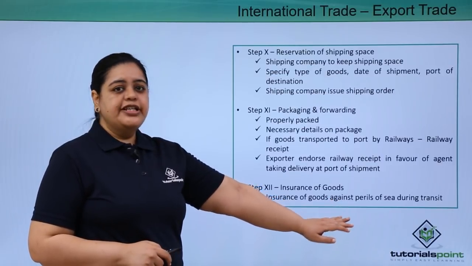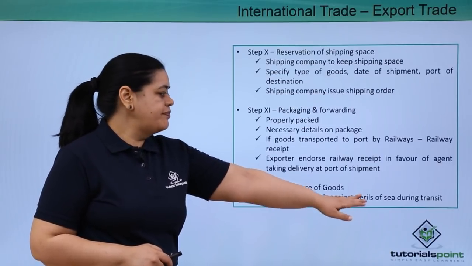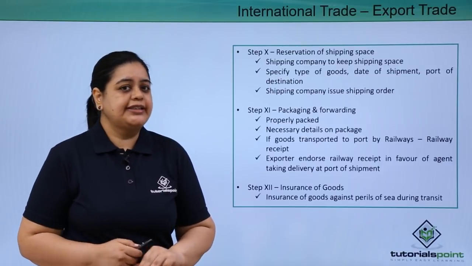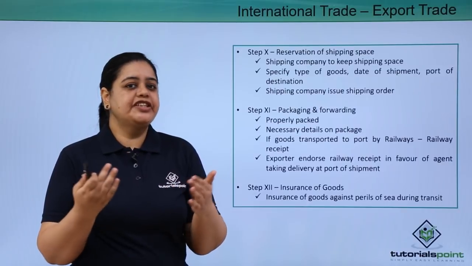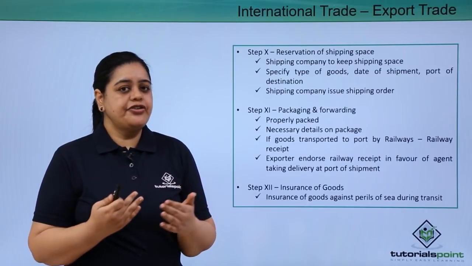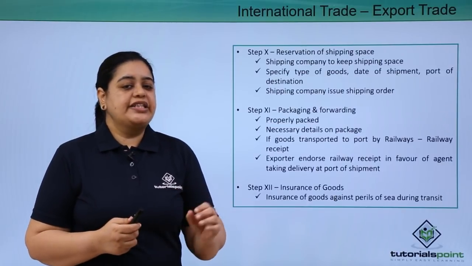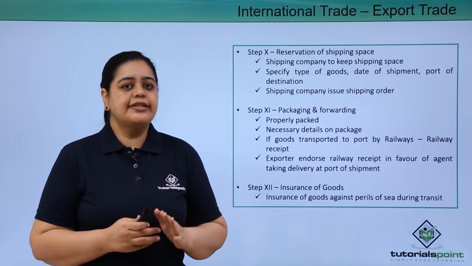Then comes your 12th step, which is insurance of goods. So you have to ensure that the goods are insured against the perils of sea during transit. If you are sending the goods by air, then against the damages which can happen during that air transport. So you have to get the requisite insurance from the insurance company.